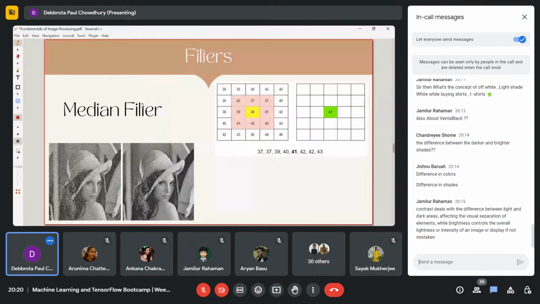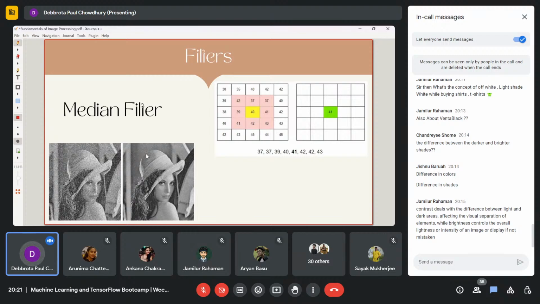Now we'll talk about this filter. If you already know deep learning, if you have some idea of deep learning, you can correlate with this one. So why do we use a filter? Again, to enhance the image. There is some noise in this image, and after using this median filter, we are getting a better image. This kind of noise is called salt and pepper noise. After using this filter, we are removing most of the salt and pepper noise.